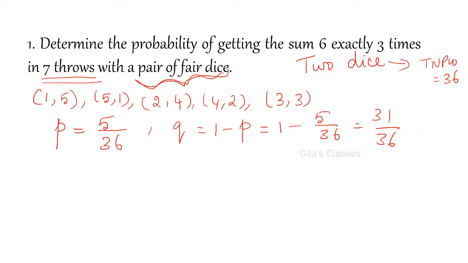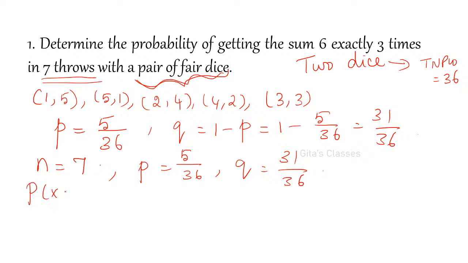How many times is this experiment repeated? 2 dice are thrown 7 times. Therefore, n is equal to 7. Right? So, n is equal to 7. P is equal to 5 by 36 and Q is equal to 31 by 36. What is asked now? Exactly 3 times you should get 6. That is, getting 6 is our success. Let us assume that getting the sum 6 is our success. Then what is the probability that x is equal to 3? Exactly 3 times you are getting the success. What is that probability? You have to find out.